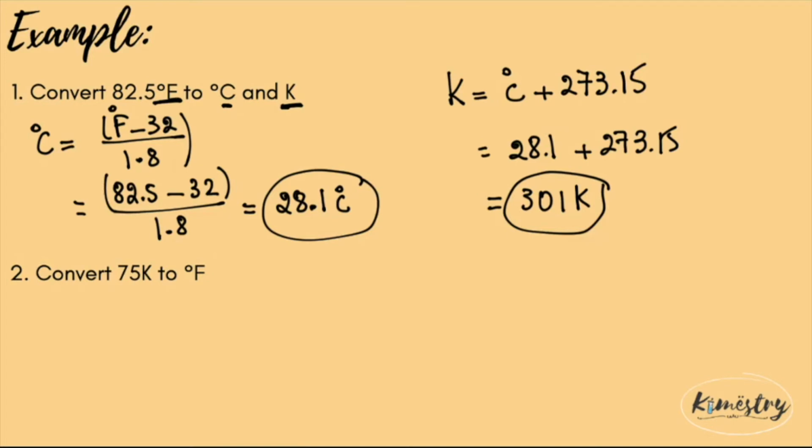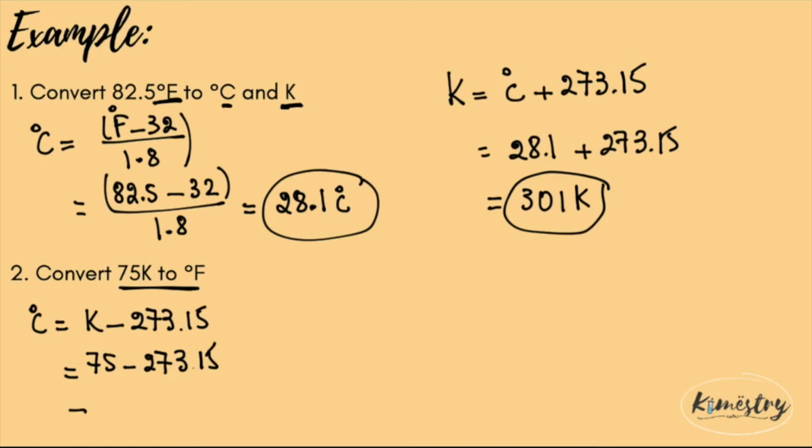Number two, convert 75 Kelvin to Fahrenheit. So like I said, there's no direct way to convert from Kelvin to Fahrenheit, but there is a way to convert from Kelvin to Celsius and then from Celsius to Fahrenheit. So we can use the Celsius formula. Celsius equals Kelvin minus 273.15. So we've got 75 minus 273.15, and our answer is minus 198.15 degrees Celsius.